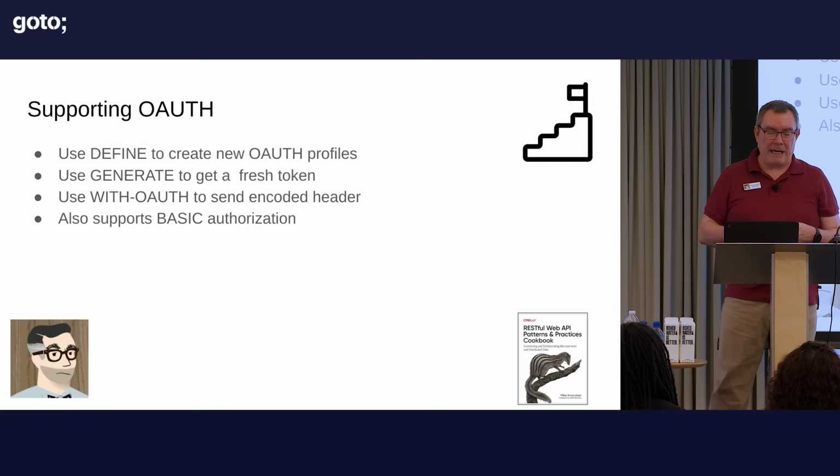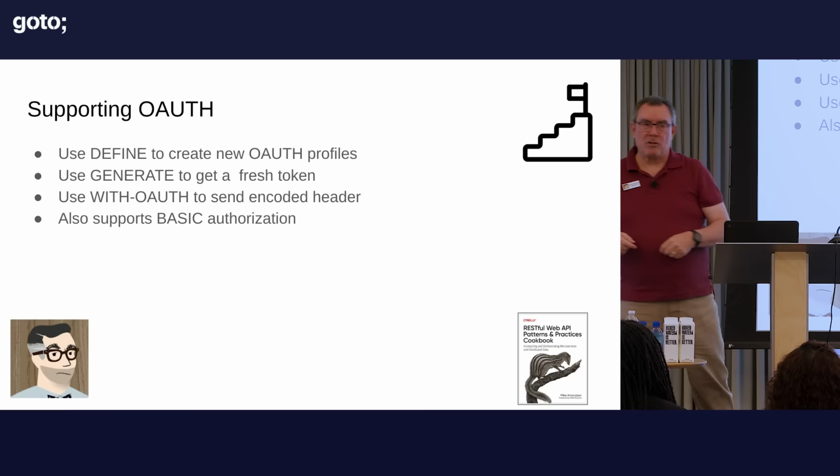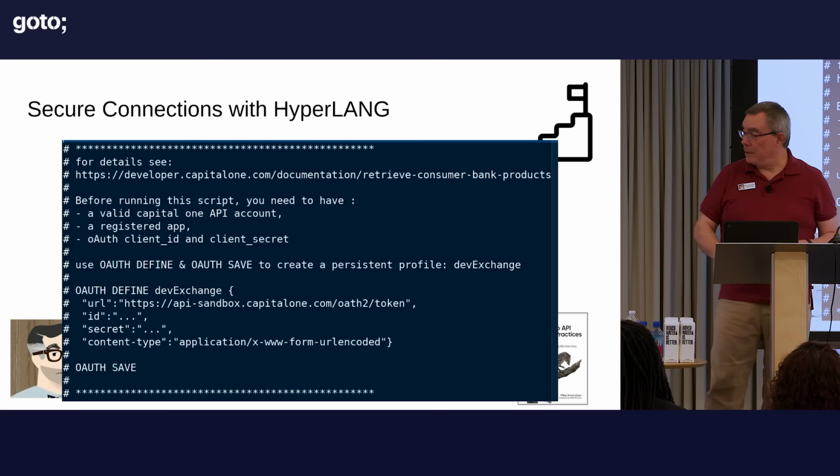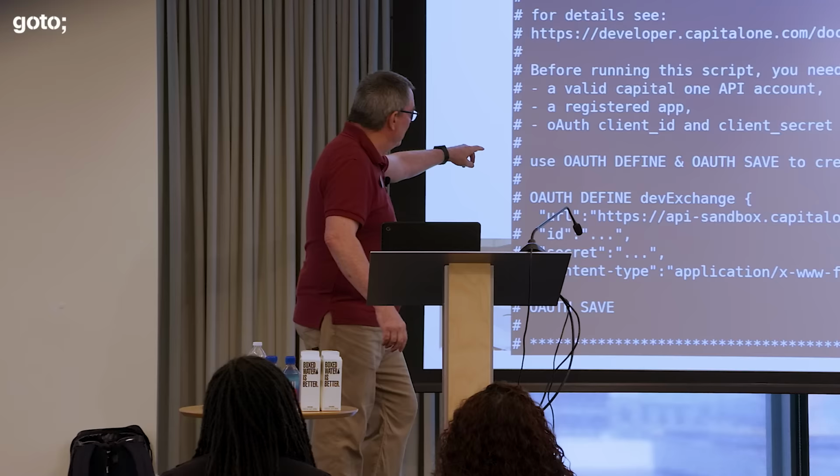And then when you're making a request, you can say with OAuth and then the token name. So now you don't have to do the extra interactions. This works great for headless kinds of applications. So it sends the encoded header. This is a little bit of what it looks like ahead of time. OAuth define, so you can see it here.